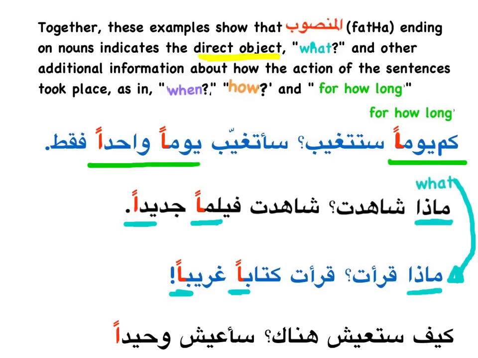And last we have كيف ستعيش هناك, سأعيش وحيدا. So how are you going to live there, how, and the answer is alone. So the answer to how would be فتح التنوين منصوب بالتنوين.